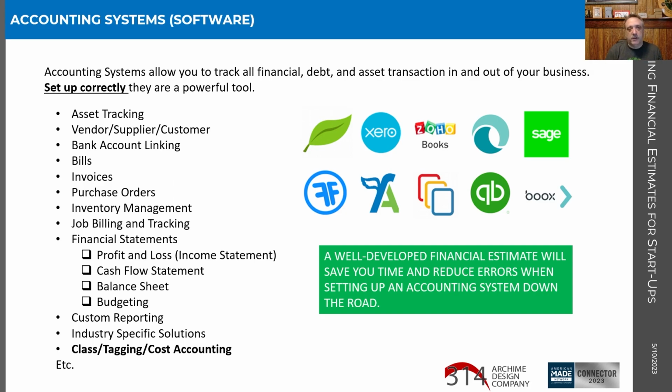You can create custom reporting of your own, but it will give you a profit and loss income statement, cash flow statements, and a balance sheet. It'll help with budgeting. Those things are all great. But the most important thing coming out of those, I think, is this idea of classing, tagging, or cost accounting. When you do take money from a grant or some other source and you need to track how it's spent and what it's spent on, classing, tagging, and cost accounting is your friend big time. It's much, much easier to do in a system like this than to just use a spreadsheet.